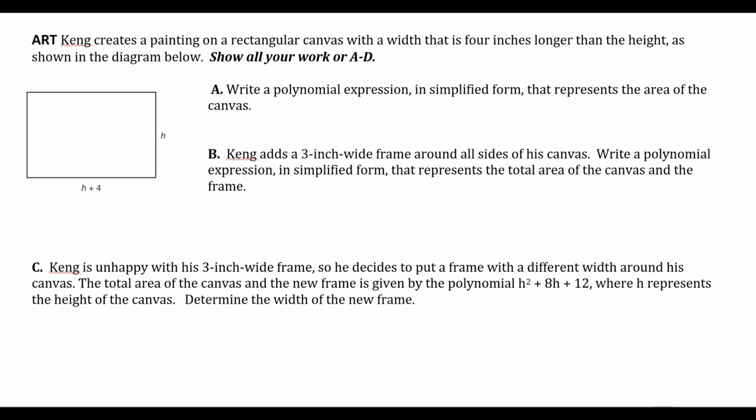Well, I know that area is going to be length times width. So if I want to represent the area of the canvas in simplified form, I do the length times the width, or the width times the length, h times h plus 4. But some people in class left it like that, and that will not be in simplified form. You need to distribute and get h squared plus 4h.